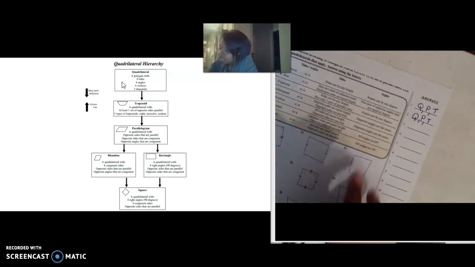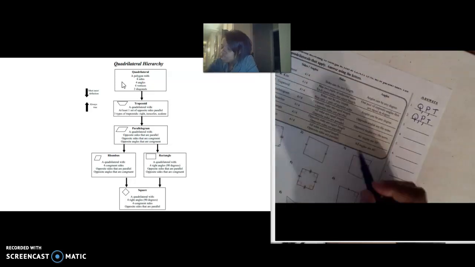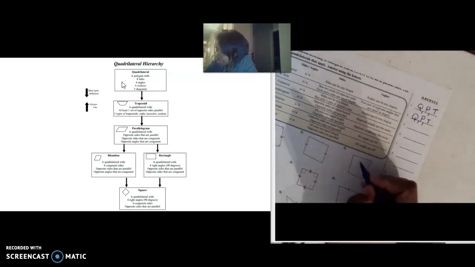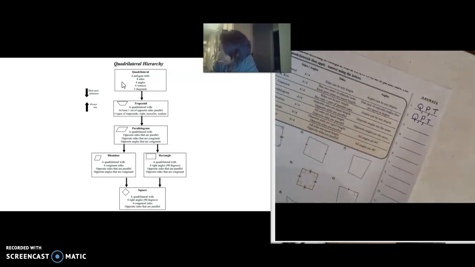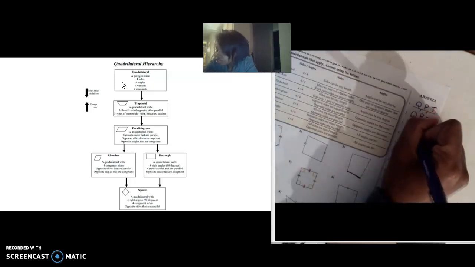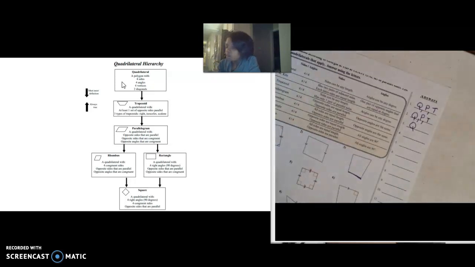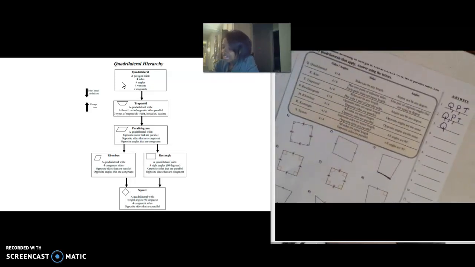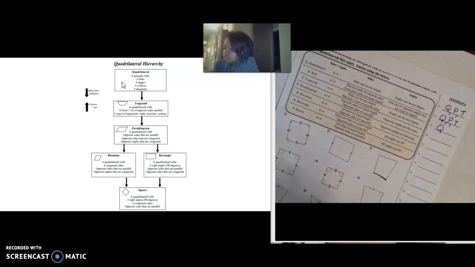All right, let's look at number 3. Number 3 seems to have only 1 set of parallel sides. Actually, it doesn't even, that's kind of sloping downward. So this just appears to be a quadrilateral. It has no sets of parallel sides. It does not have congruent adjacent angles. It definitely does not have 2 sets of parallel sides, so it is just a quadrilateral.